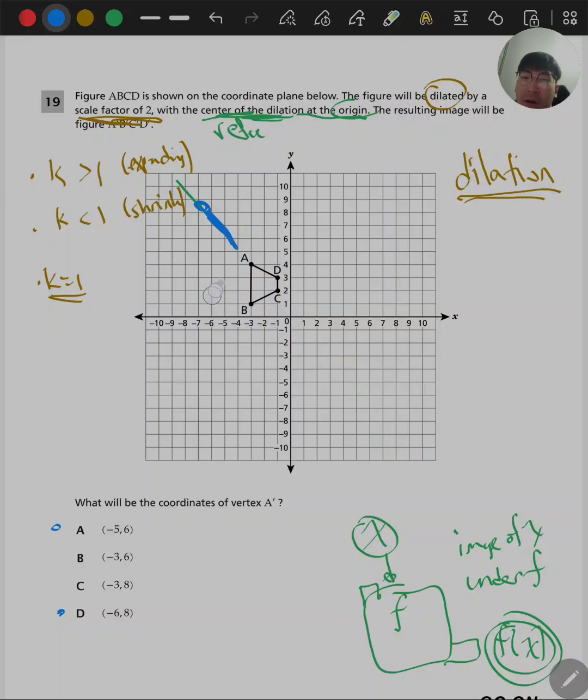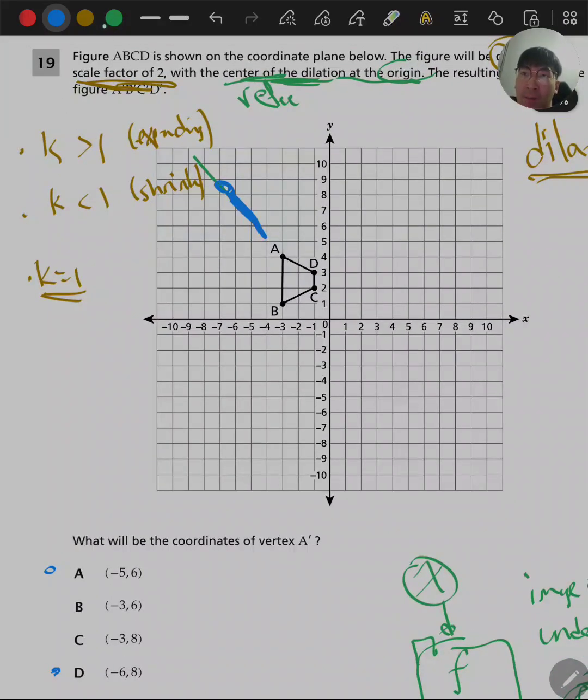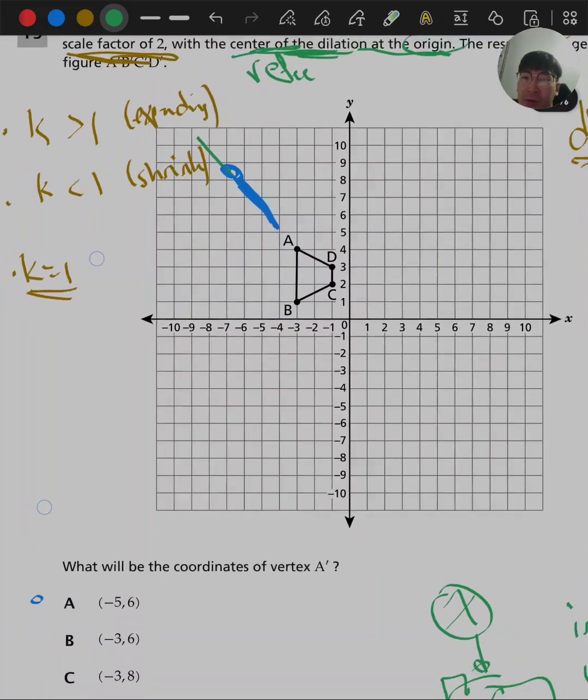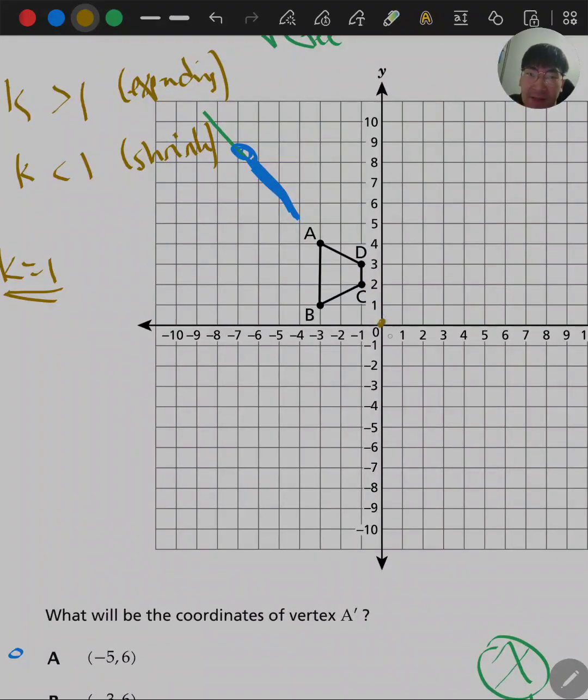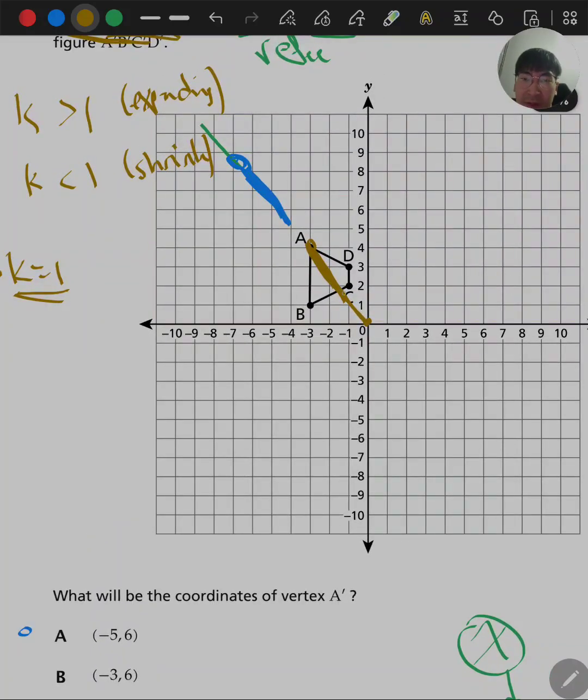Another thing, when you're dilating, I said that the corresponding parts are in proportion. So if you look at this line segment from the origin (0, 0) to A, and A is negative 3, comma 4, there's a right triangle, and that distance is the hypotenuse.